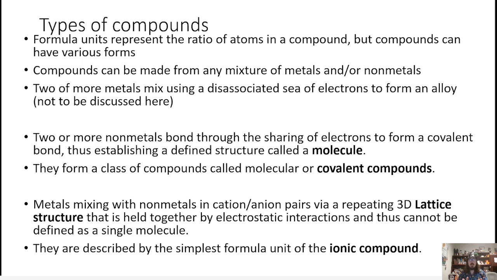These guys will be abbreviated by the simplest formula unit. So we won't say 50 sodiums and 50 chlorides. We will simplify it to a 1-to-1 ratio of sodium and chloride, and this will be called an ionic compound, made after the ionic bonds of the cation-anion pairs. But all ionic compounds will work in the same way.